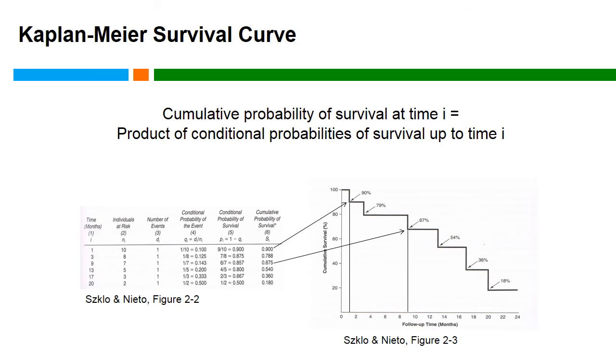So a Kaplan-Meier curve is then a graphical representation of the cumulative probabilities of survival at each time point. So you can see then on the curve on the right side of this slide, the cumulative probabilities of survival are plotted on the y-axis and the follow-up time is presented on the x-axis.